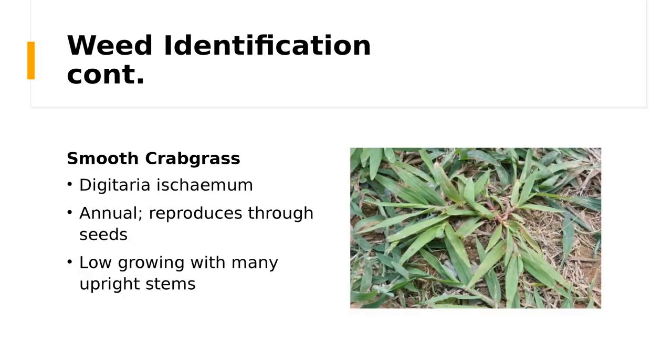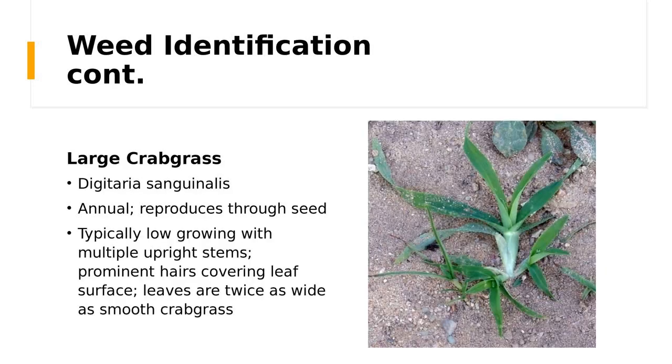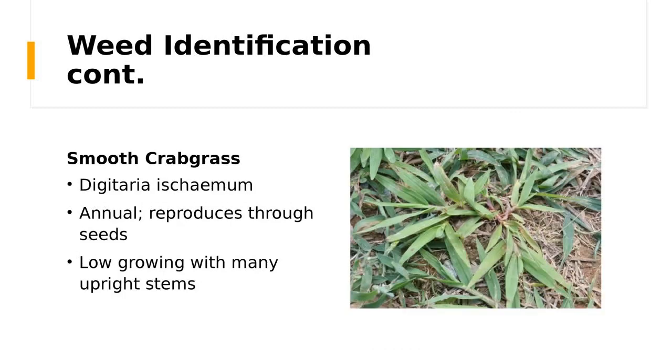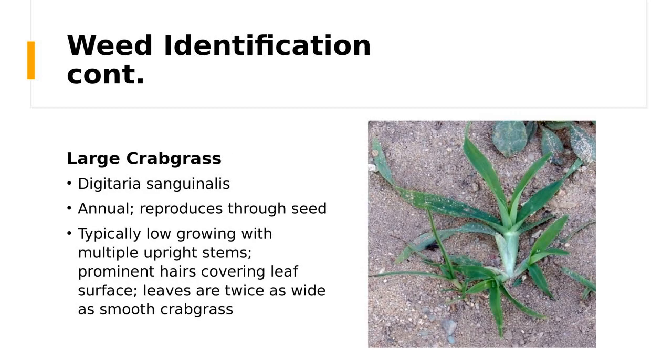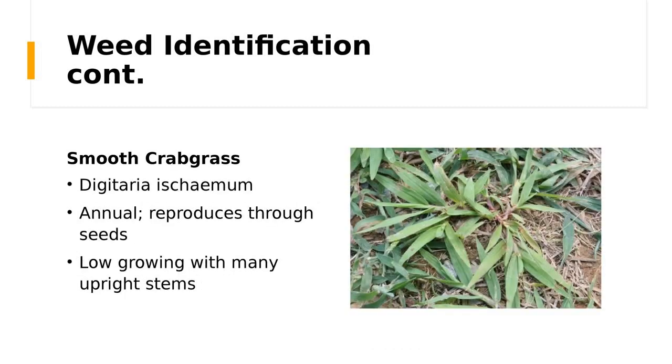This is smooth crabgrass, Digitaria ischaemum. It's an annual. It reproduces through seeds, low growing with many upright stems. But you can see the difference between these two, right? Those have very, very large leaves, and these ones are much smaller. If you look at the stem point where those leaves are coming out of, it's much, much fatter and wider than these ones.